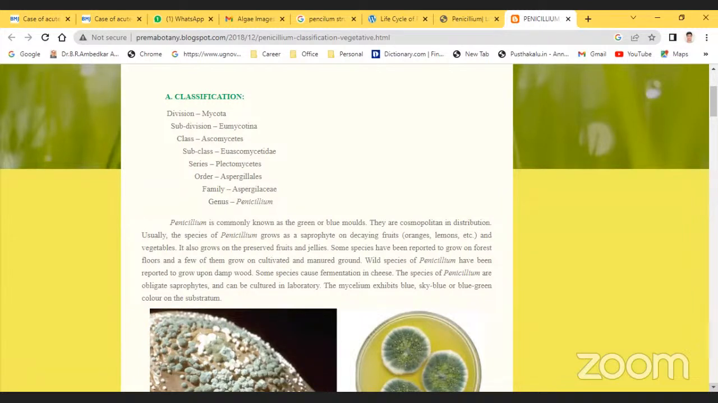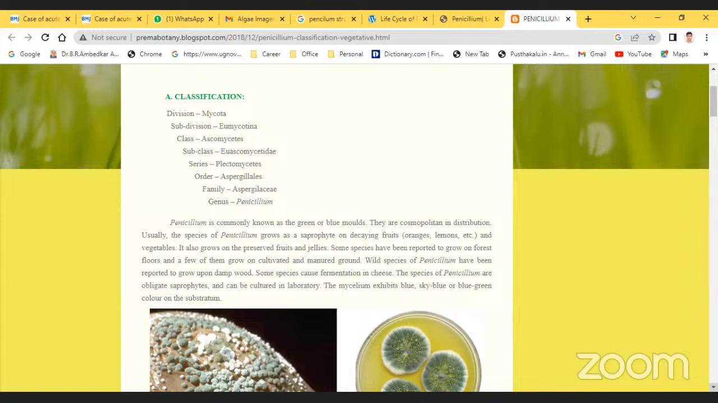Some species of Penicillium spoil food material, leather, and clothes, and others produce mycotoxins like citrinin and rubratoxin, which are injurious to animals and human beings also. These are some introduction of Penicillium. It also grows on preserved foods and jellies. Some species grow on forest floors, a few on cultivated and manure ground, and some on damp wood. Some species cause fermentation in cheese.